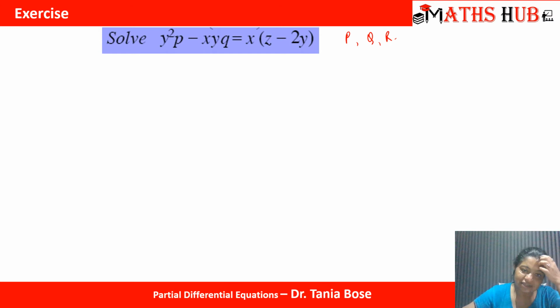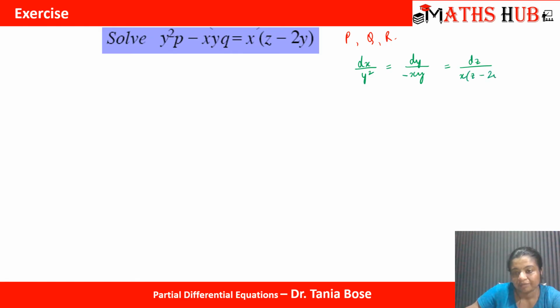So you can easily see that P is y square, Q is equal to minus xy, and R is equal to x into z minus 2y, right? So let us try to frame the auxiliary equations. So we get dx upon y square is equal to dy upon minus xy, that is equal to dz upon x into z minus 2y.